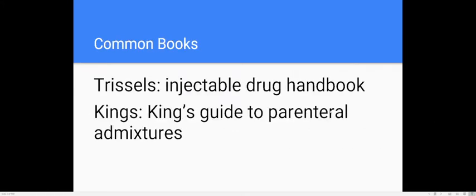Exactly. So next up is common books for IV medications. The one book's called Trissel's. This is your handbook for injectable drugs. And then King's is the guide to parenteral admixtures as well. It's pretty much the same thing, but there are two different books for it. They might just ask you what kind of book you use for injectable meds. I know RxPrep asks questions like this for both of these, and you just have to know the name of the book. Just a tidbit of knowledge for your exams and for your boards.